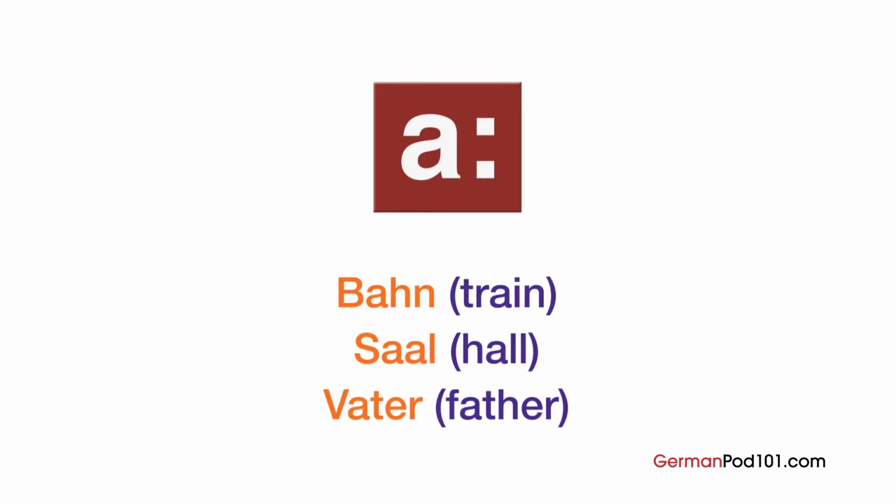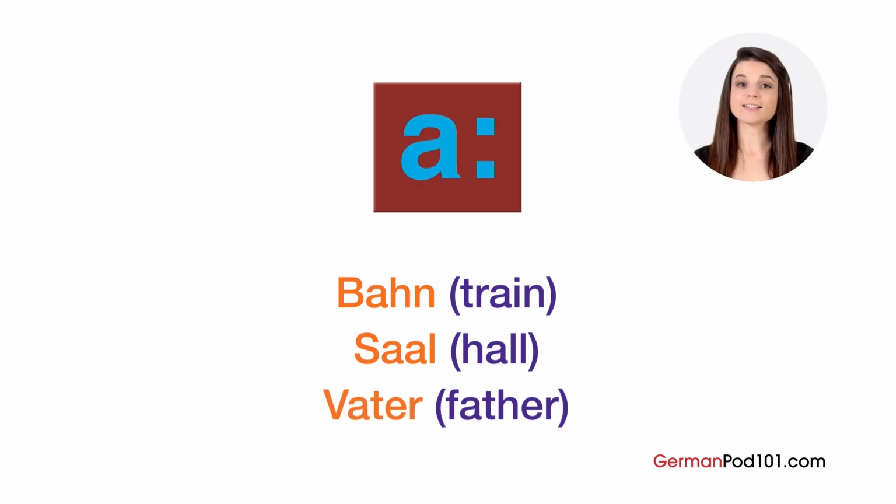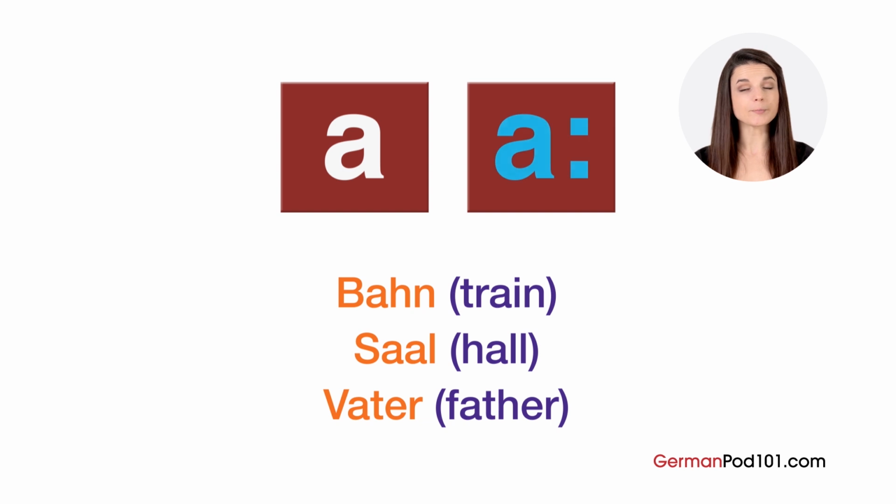The next vowel is A: Bahn, Saal, Vater. This is identical to the previous sound, except it's held for twice as long.